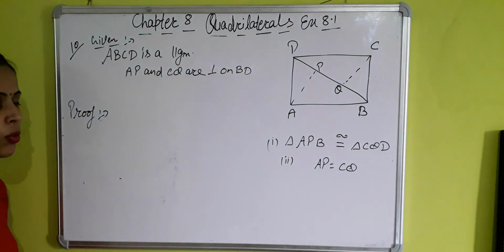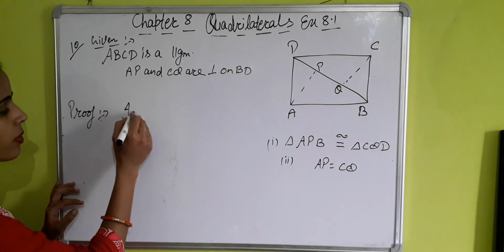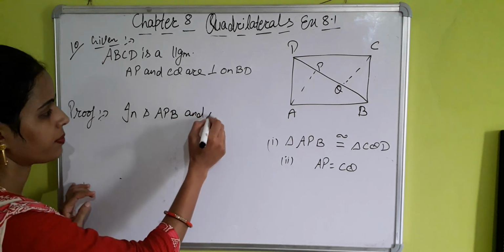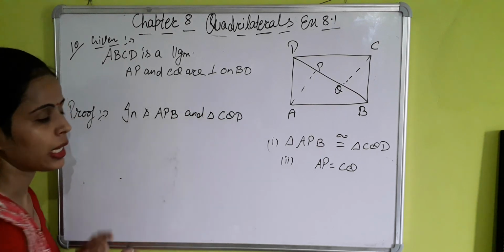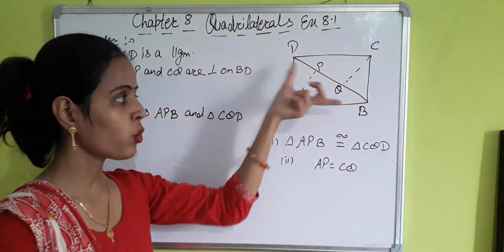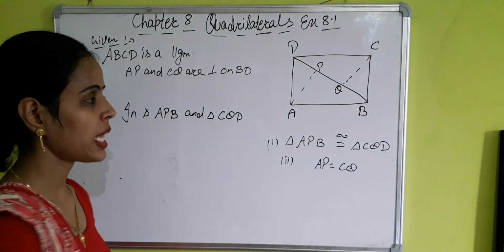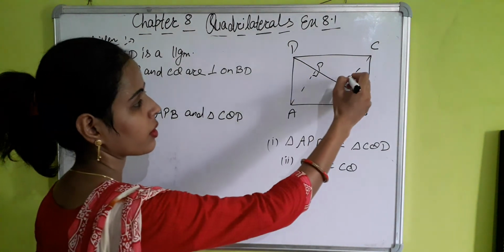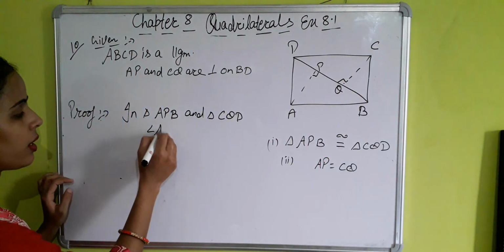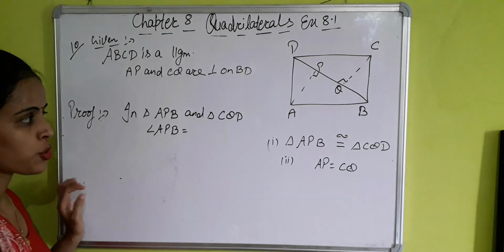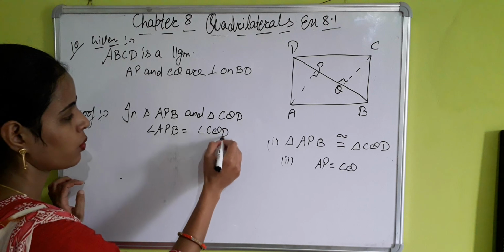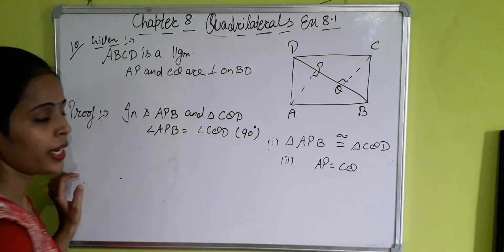Then start the proof. In first part, triangle APB and triangle CQD. In these two triangles, AP and CQ are perpendicular on BD. So we can say that angle APB equals to angle CQD, each of 90 degrees, given.